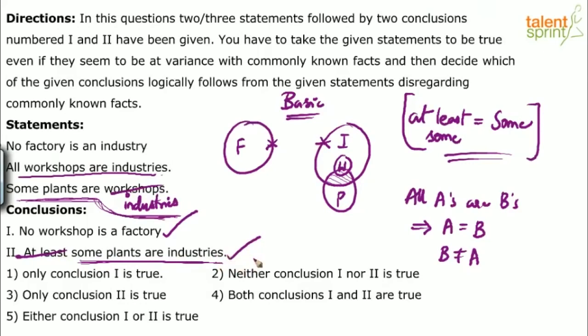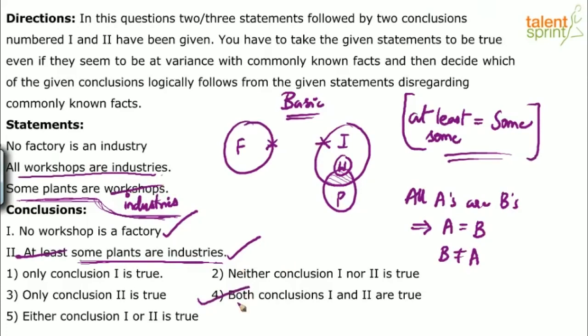If you say second conclusion is false, you are saying that the given statement is also false. But remember, statements are always correct. Statement is like, you know, like they say in Hindi, patthar ki lakeer. You cannot say no to it, right? So statements are always correct. So some plants are industries. Here also it says some plants are industries. So 2 also follows. So 1 follows and 2 follows. Both conclusions 1 and 2 are true.